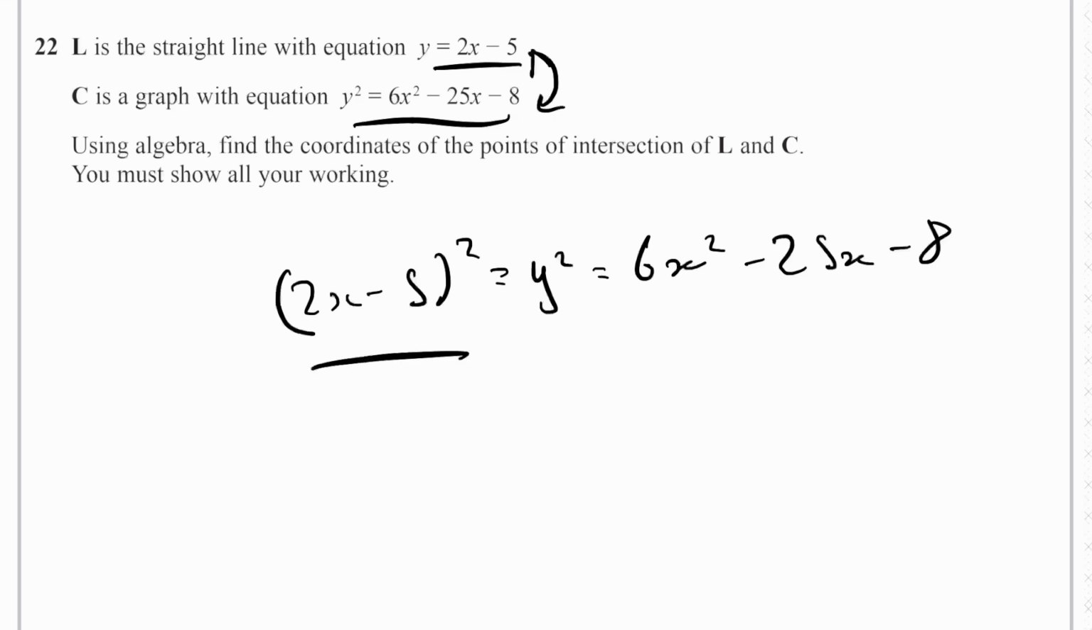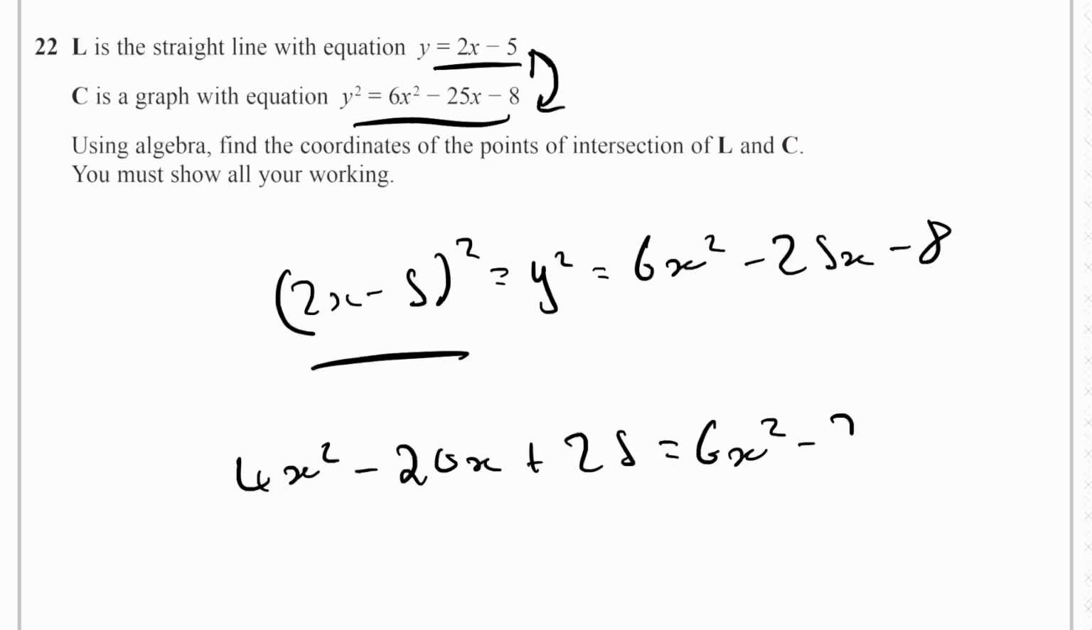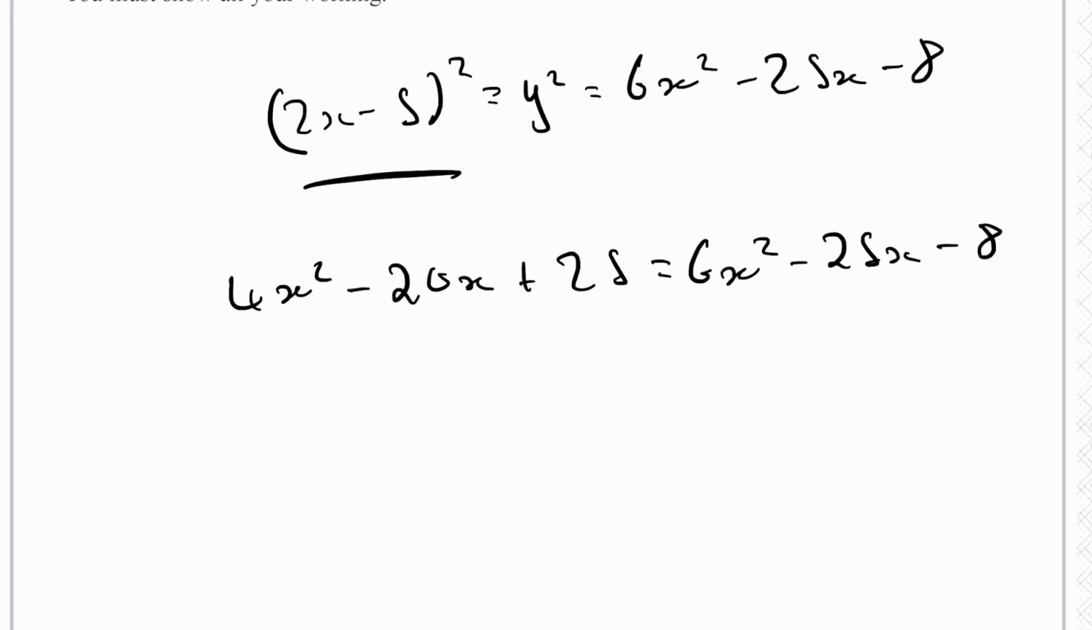And so if you expand this side out, then you should get 4x squared minus 20x plus 25 is equal to 6x squared minus 25x minus 8. And so, yeah, just remember to expand out properly. So you can write this out to help you. (2x minus 5) all squared, 4x squared, and then 2x times minus 5, 2x times minus 5 again, you get minus 20x. And then minus 5 times minus 5, you should get plus 25, okay? So then you get it into this form.